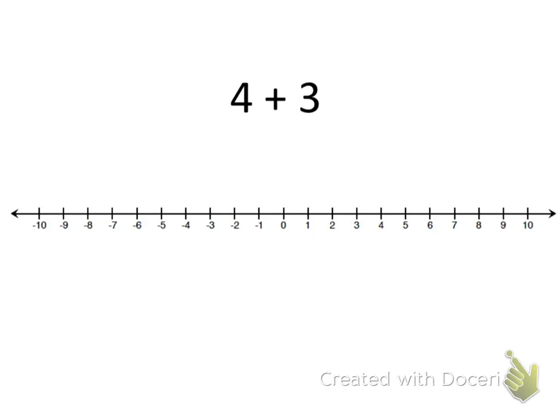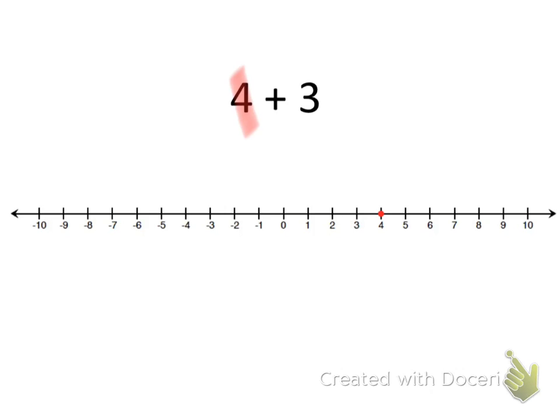Our first example is going to seem really easy to you, but I just want to make sure you really understand it. The first thing is to plot our first addend. That's our first step. All right, our first addend is 4. So we're going to plot 4 on our number line. And I can see 4 is right here, so I'm going to plot 4.